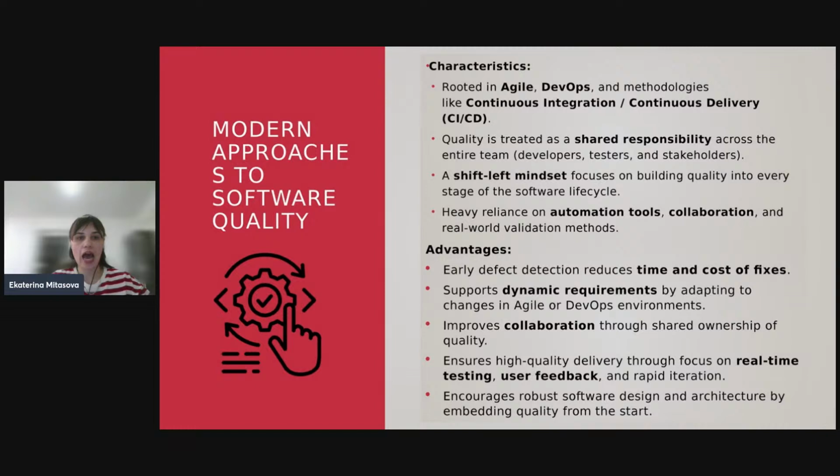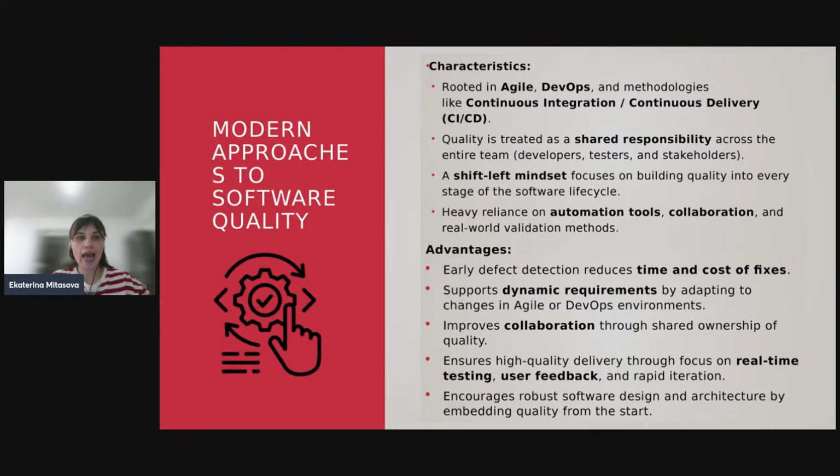What it is, I'll describe later, but in a nutshell, a shift-left mindset is about testing as early as possible. And there is heavy reliance on automation tools, collaboration, and real-world validation methods.